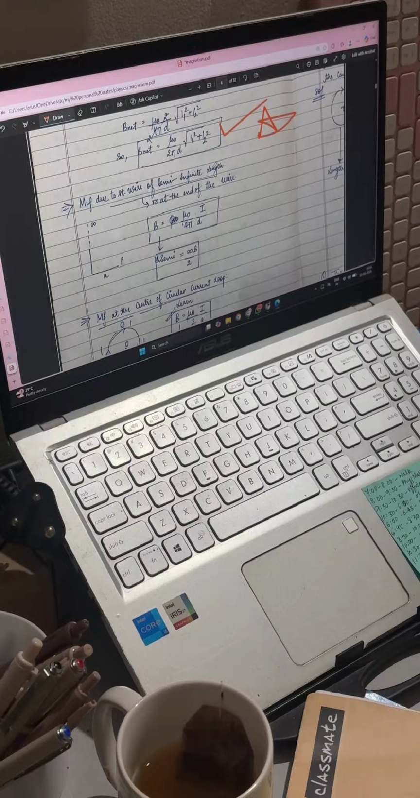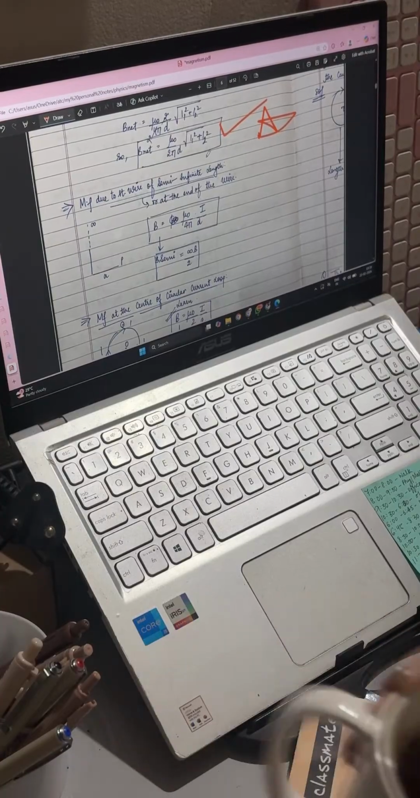A semi-infinite length wire is the one where one length is infinite and the other one is finite.